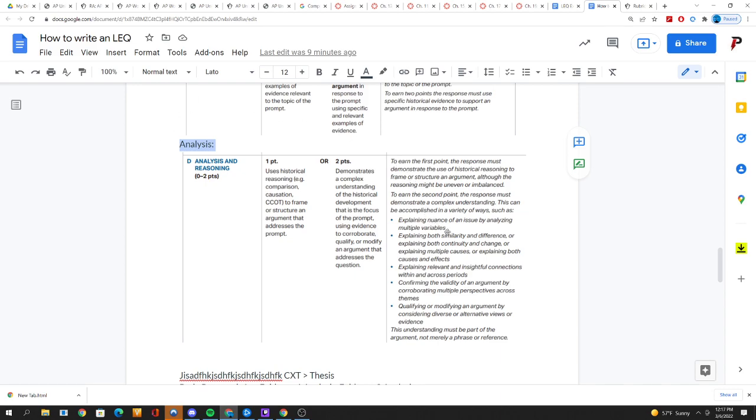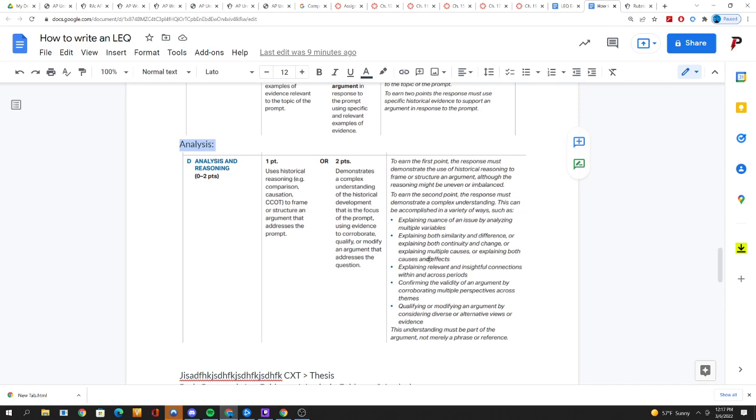Well, you explain the nuance of an issue by analyzing multiple variables, explaining both similarity and difference, or explaining both continuity and change, or explaining multiple causes, or explaining both cause and effects. I want everyone to really understand this one, causes and effects. That is super, super important. That is actually the easiest way that you can get analysis.